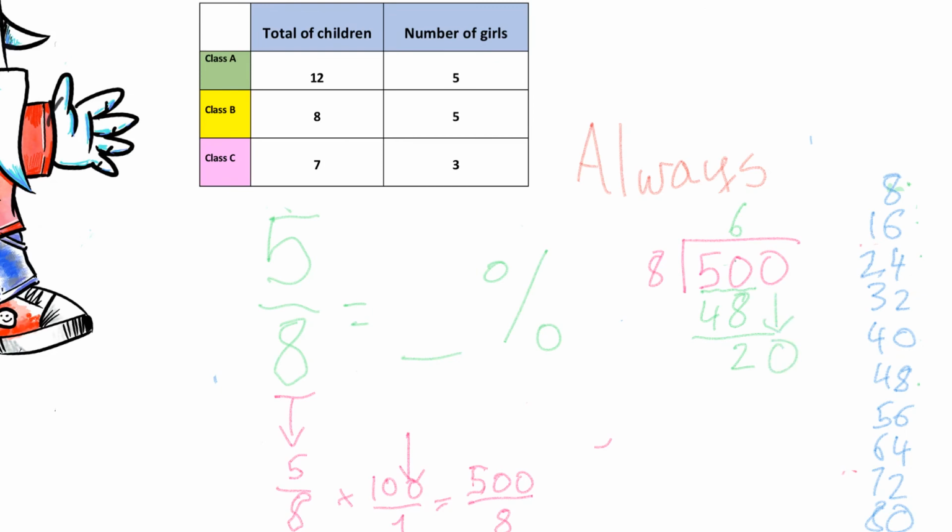2 tens makes 20. Could I fit 8 into 20? Yes, I could fit 2 eights into 20, which gives me an answer of 2. 2 groups of 8 is 16, with a remainder of 4. A little pause over here. Do you see how long division makes that division very easy for me? I know it's a lot of writing, but it really helps me with my subtraction.